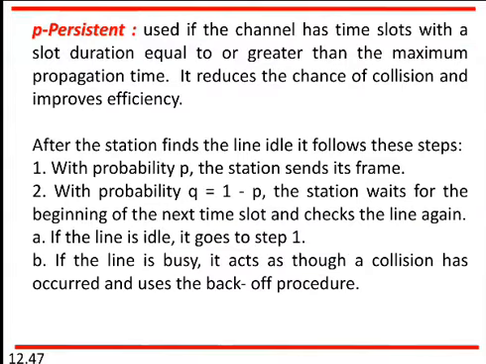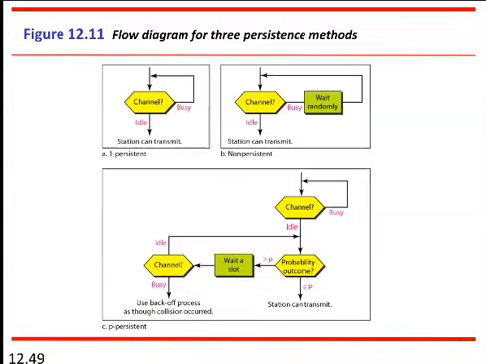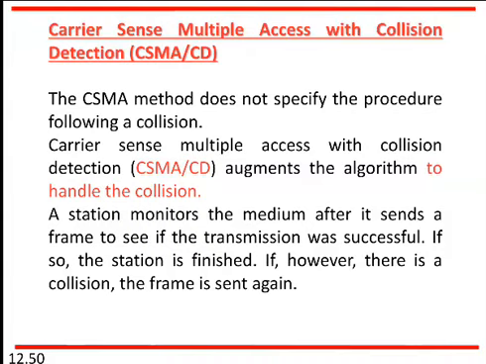Then in the p-persistent method, it works based on probability. If the line is busy, it continuously keeps sensing. Once it finds it free, it checks the probability of the outcome, and if that outcome is less than p, then it transmits. If it is greater, it waits till it becomes less.